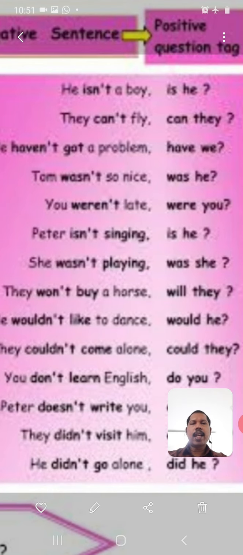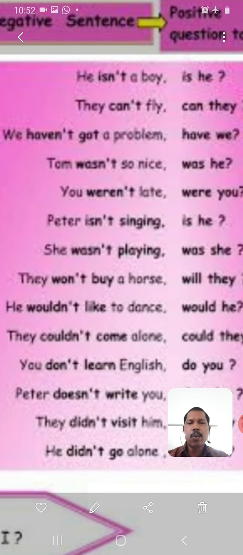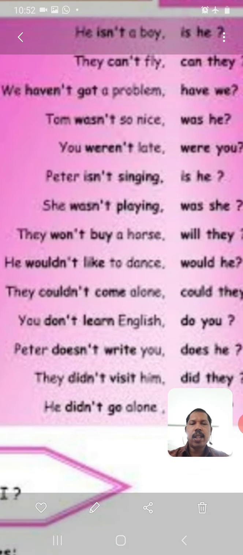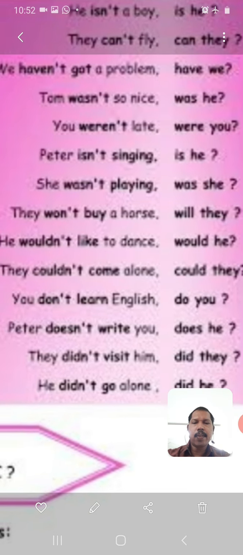Tom wasn't so nice, was he? You weren't late, were you? Peter isn't singing, is he? She wasn't playing, was she? They won't buy a horse, will they? Won't is negative, so the opposite is will: will they? He wouldn't like to dance, would he? They couldn't come alone, could they?